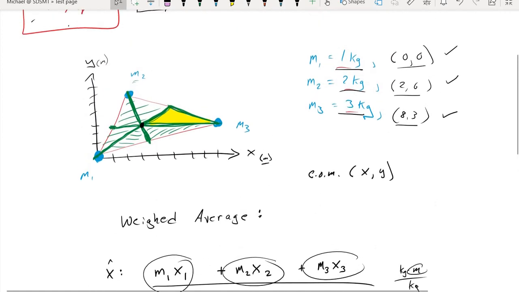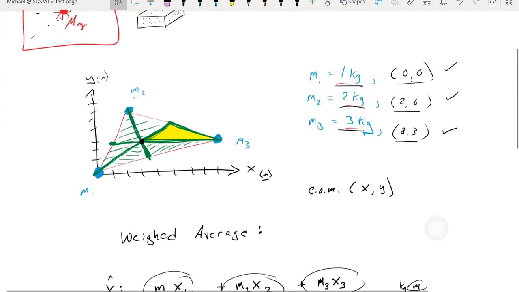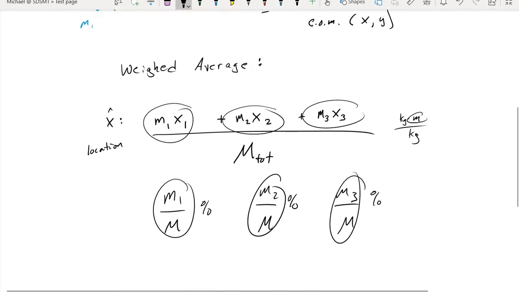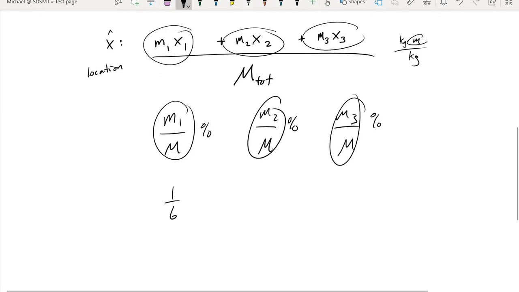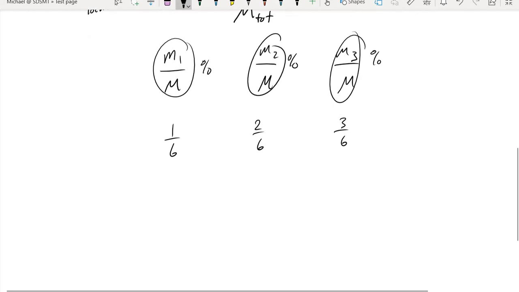So let's take a moment and just look at those mass values. We have 1, 2, and 3. So obviously the total mass of the system is going to be 6. We have 1 over 6, we have 2 over 6, and we have 3 over 6. What happens when you add all of those values together? Well, I end up with 6 over 6, or 100%. So this approach does, in fact, keep track of the individual contributions compared to the total, which has to be 100%.